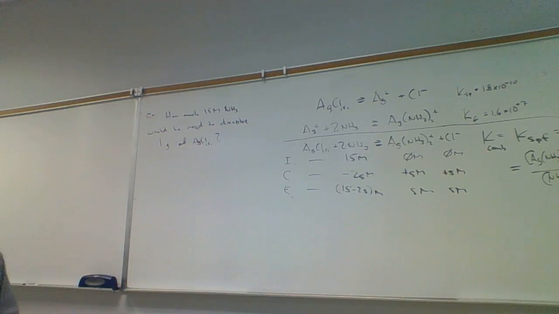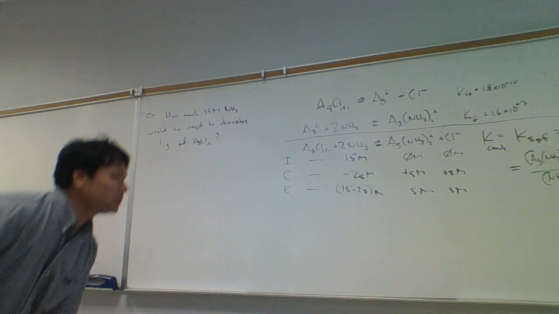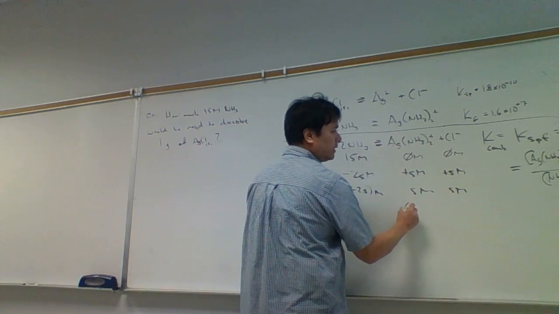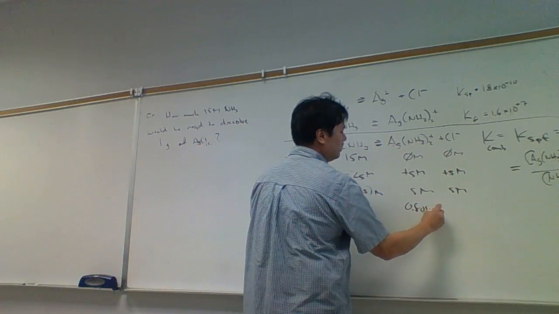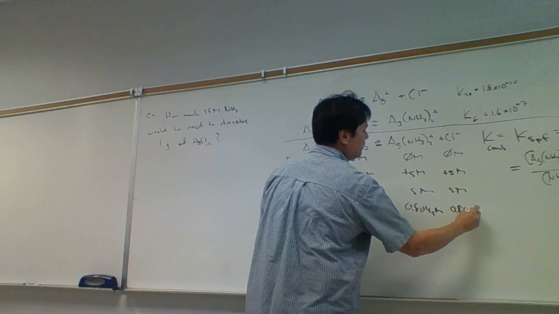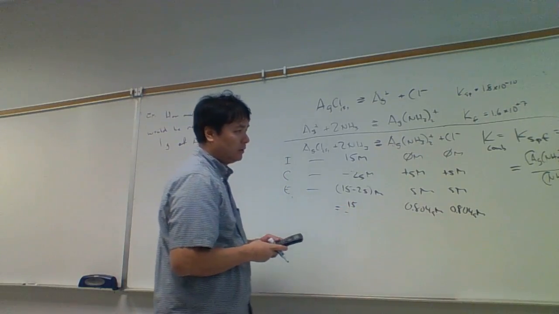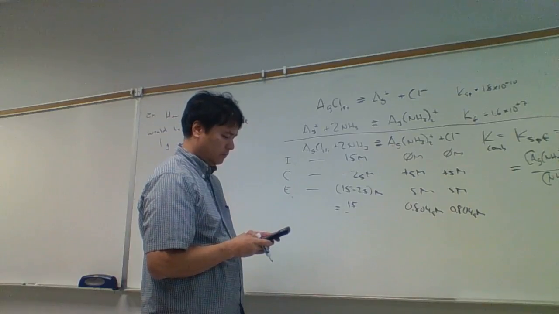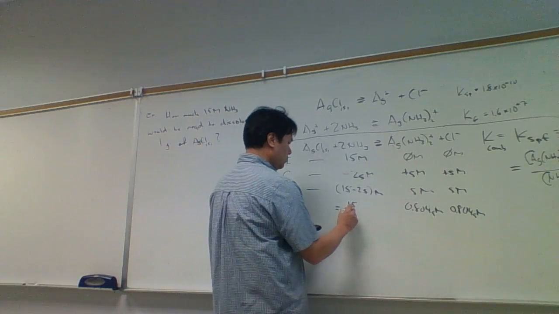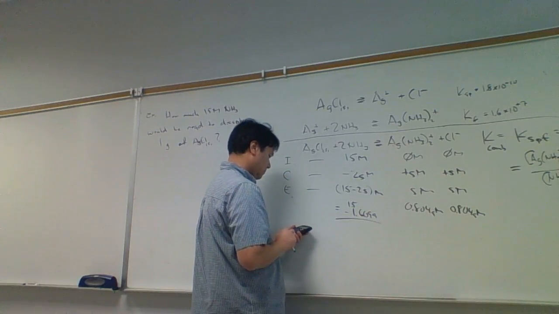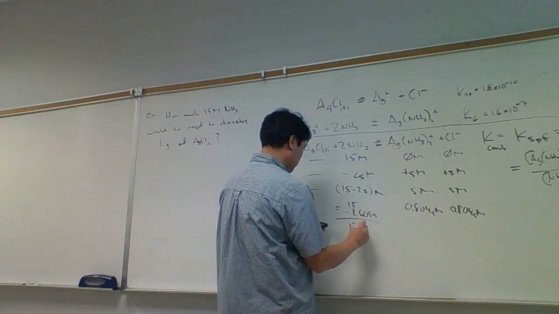Well, anyway, we can always double check to see. And so let me just double check mine here. This is going to be 0.8049 molar, 0.8049 molar. And this would be equal to 15 minus 2 times 0.8049, which gives me 1.6099, which gives me 13.39.